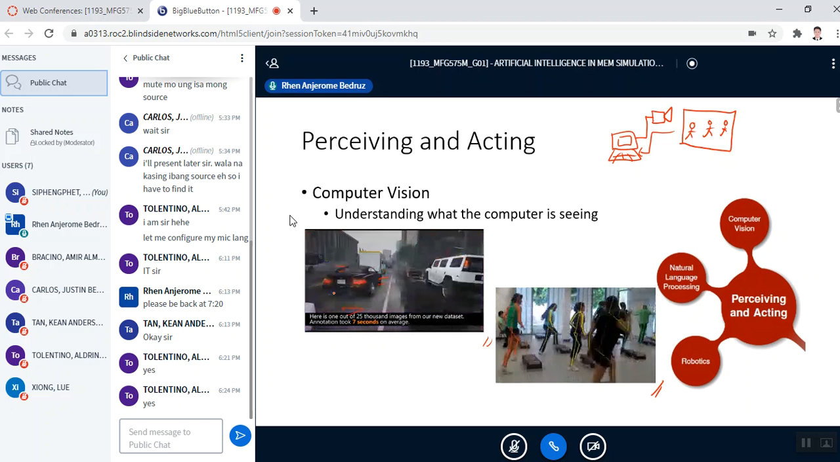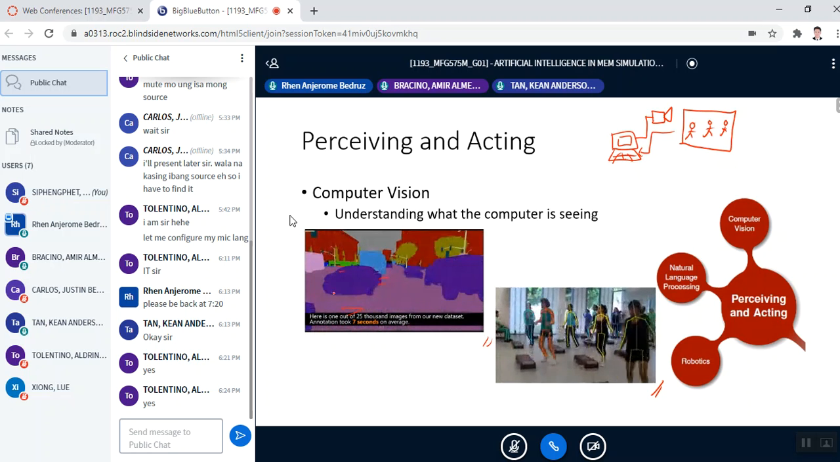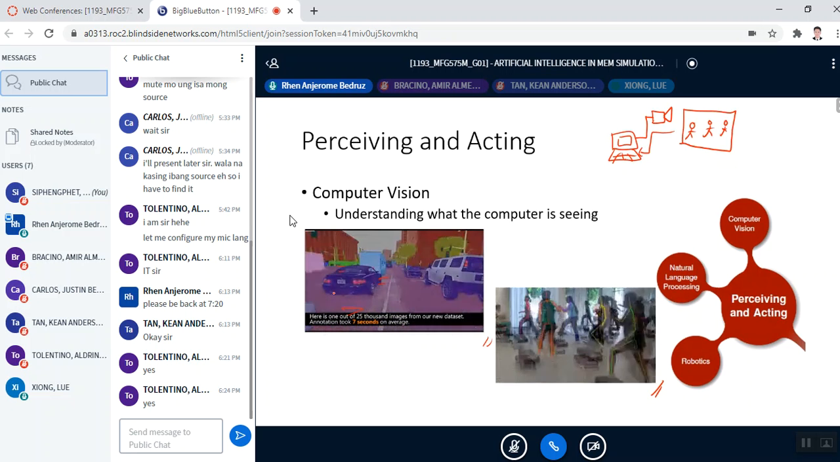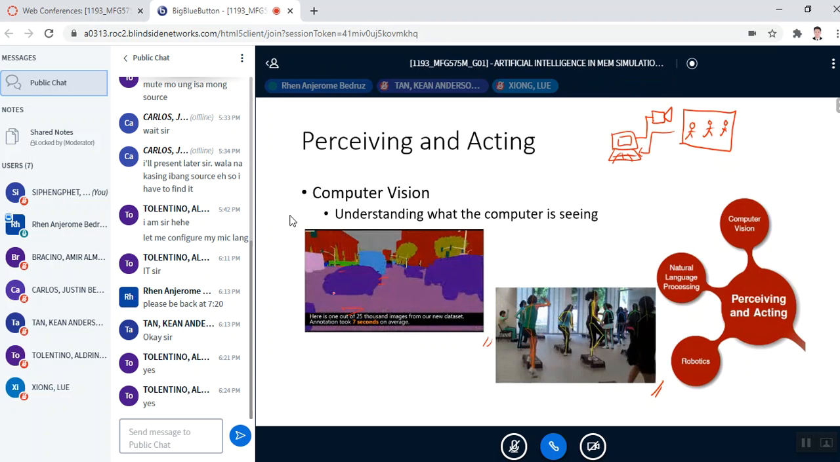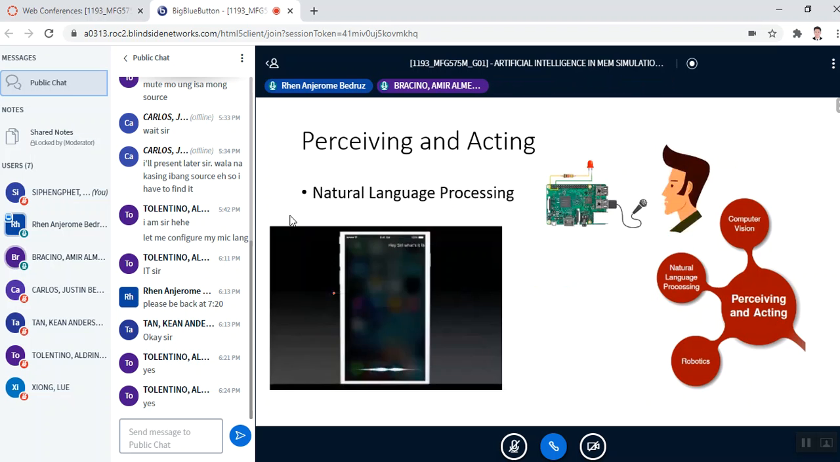So, is this clear? Is this clear? Clear. Yes, sir. For the others, are there any questions or clarifications? None. If there's none, let's move on.